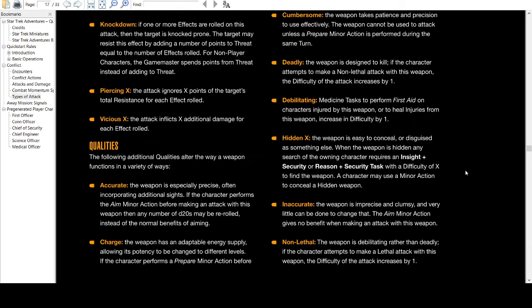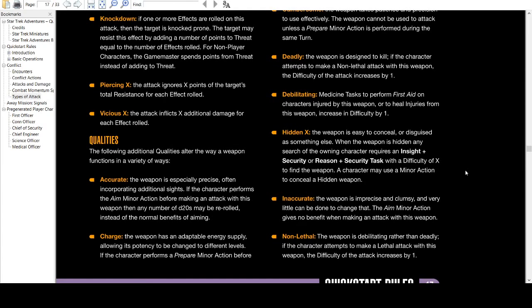Alright, we have inaccurate. The weapon is imprecise and clumsy, and very little can be done to change that. A minor action gives no benefit when making an attack with this weapon. So in other words, if you're using an inaccurate weapon, there is no point in taking the aim action that allows you to reroll 1 die. Yeah. Alright, non-lethal. The weapon is debilitating rather than deadly. If the character attempts to make a lethal attack with this weapon, the difficulty of the attack increases by 1.